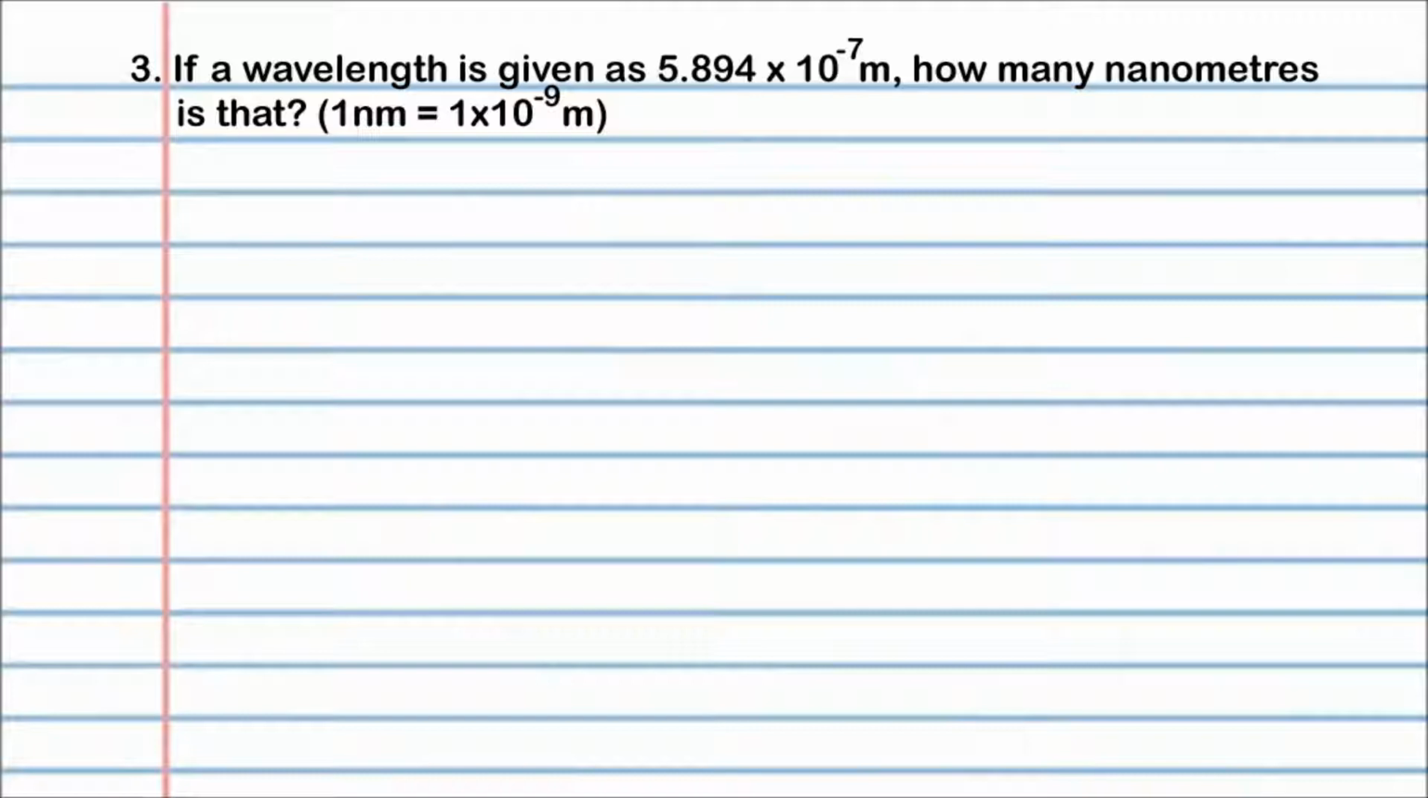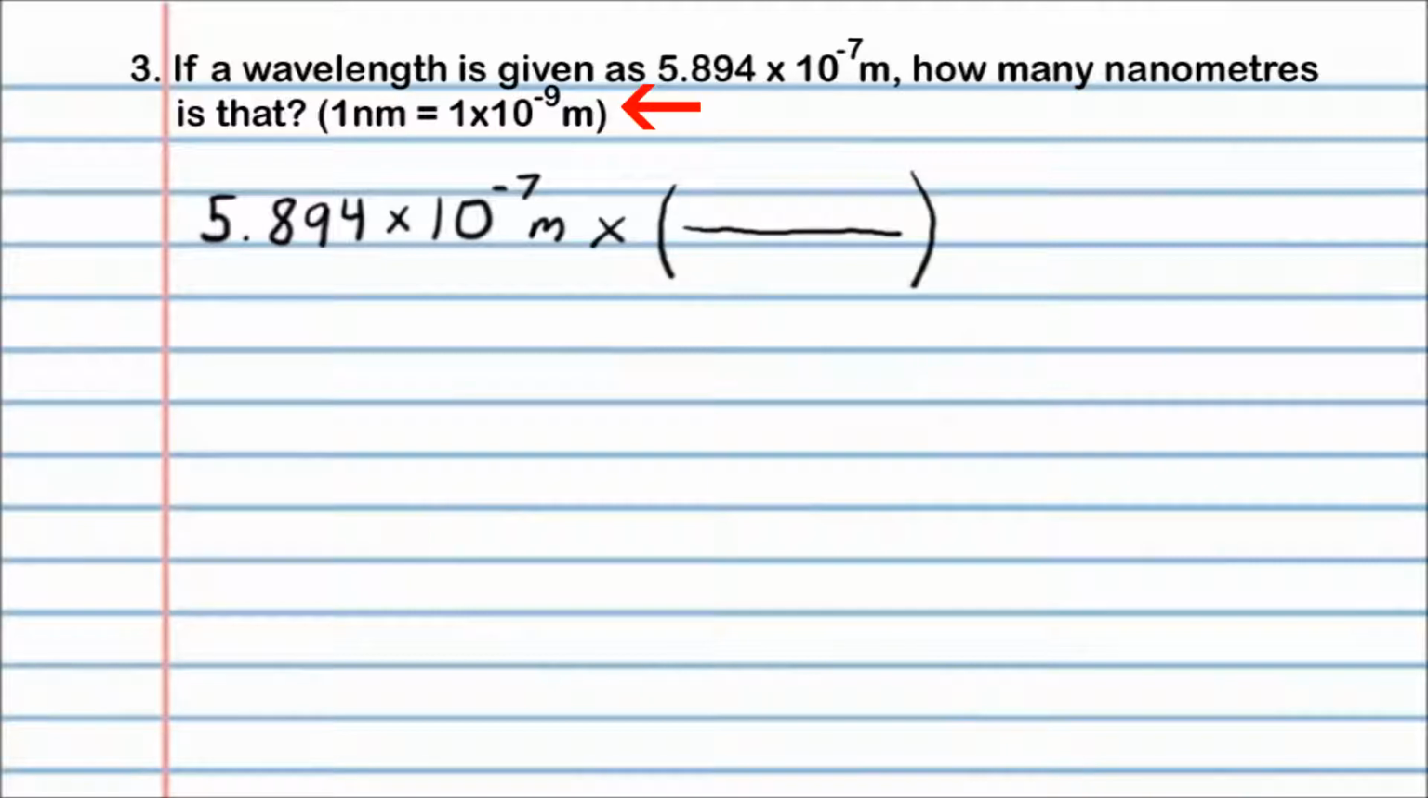So this is a conversion from meters to nanometers. As always, you start with your value, and you want to multiply it by a conversion factor. Notice that they've given you the conversion factor up here in the question, so your main task is to figure out what goes on the top and what goes on the bottom of that conversion factor.